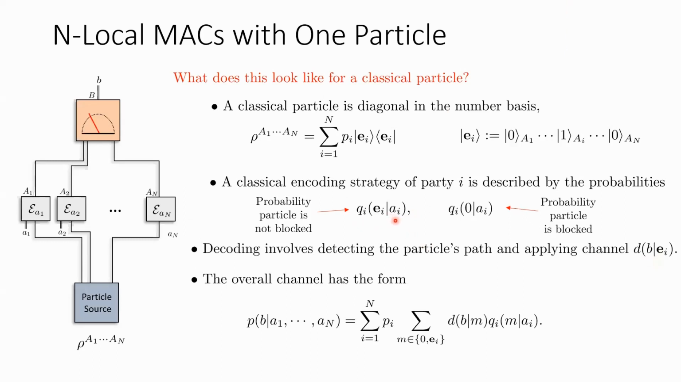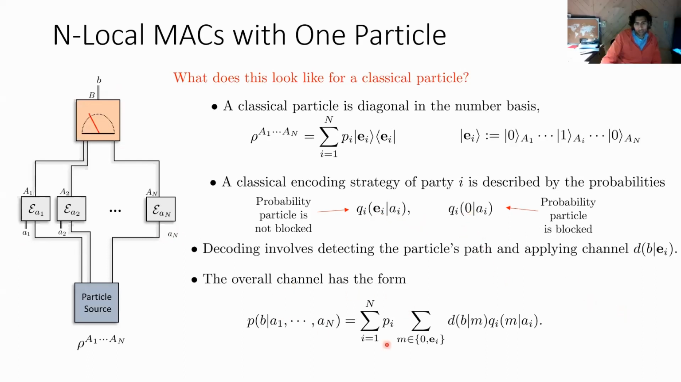So just think about it this way. AI is the input. Ultimately, each party has some message that they want to send to Bob. So AI is the particular value that wants to get sent to the decoder. Given that particular input, this is the probability that they let the particle go through, and this is the probability that they block it. I see. Okay. Yeah.